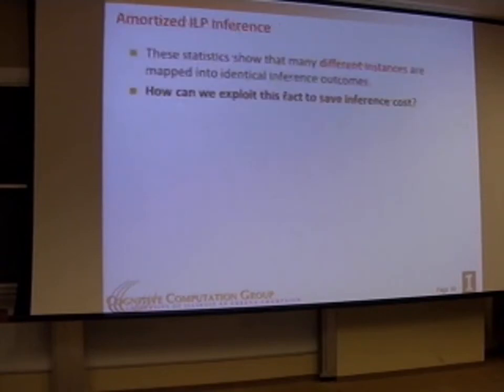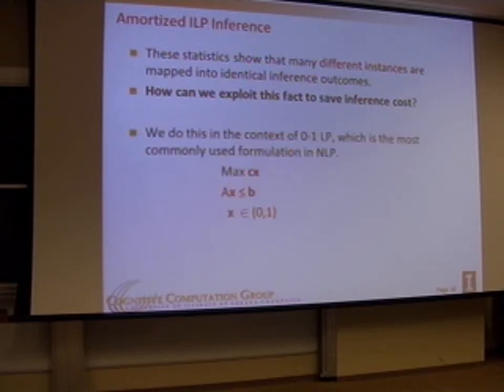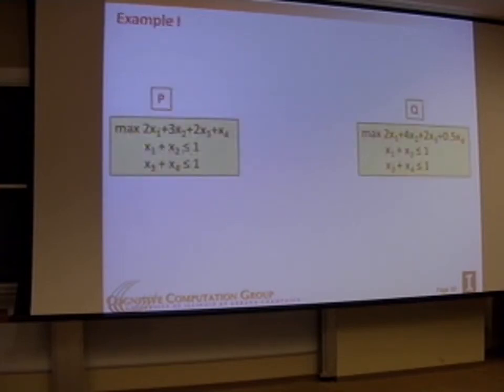So the question is, okay, can I use this? The statistics show that many different instances are actually mapped into identical inference outcomes. Can I exploit this information as a way to save inference costs? And I'm going to do this in the context of 0-1 linear programming, because most of the formulations that we're using in NLP are actually 0-1 rather than integers. So basically, this is the linear program that I have. And I'm going to give you a couple of examples that will illustrate what I'm trying to do.